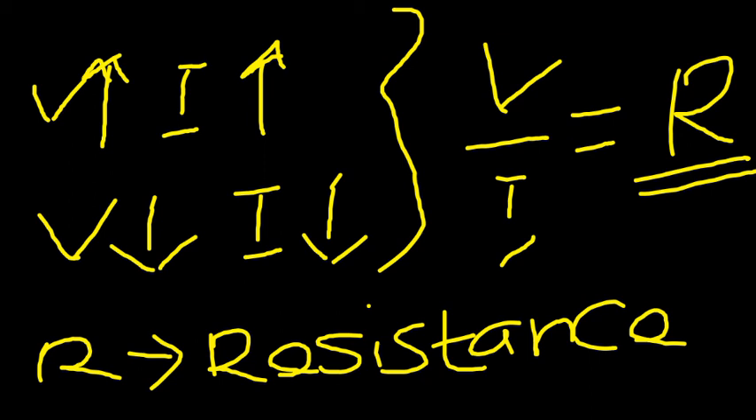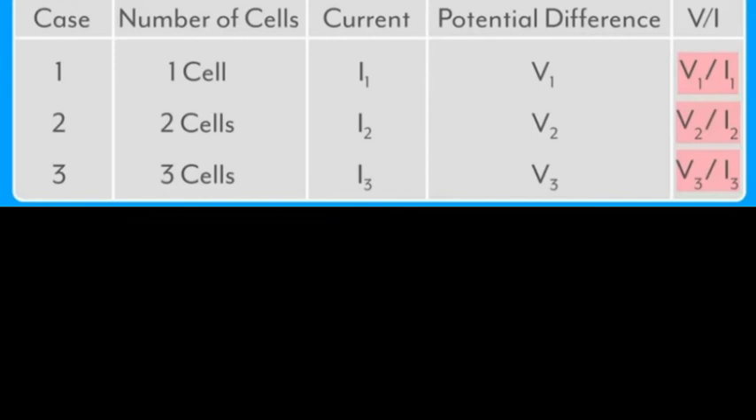Ohm's law states that the current is directly proportional to the potential difference, or the ratio between potential difference and current gives a constant value. The same thing we can obtain practically by conducting this experiment. Then there is one more way to verify Ohm's law. We have the current and voltage values for 1 cell, 2 cells, 3 cells and 4 cells.